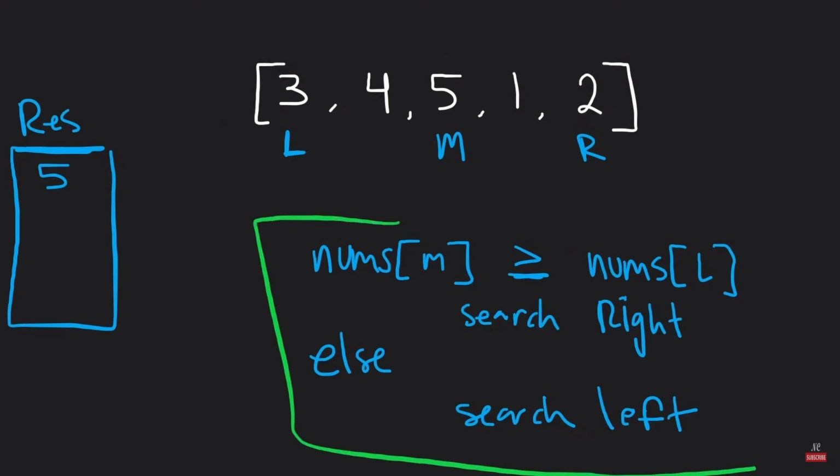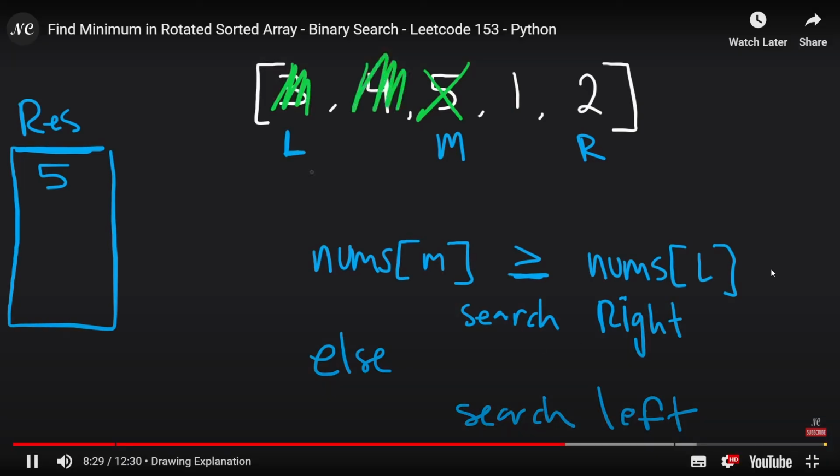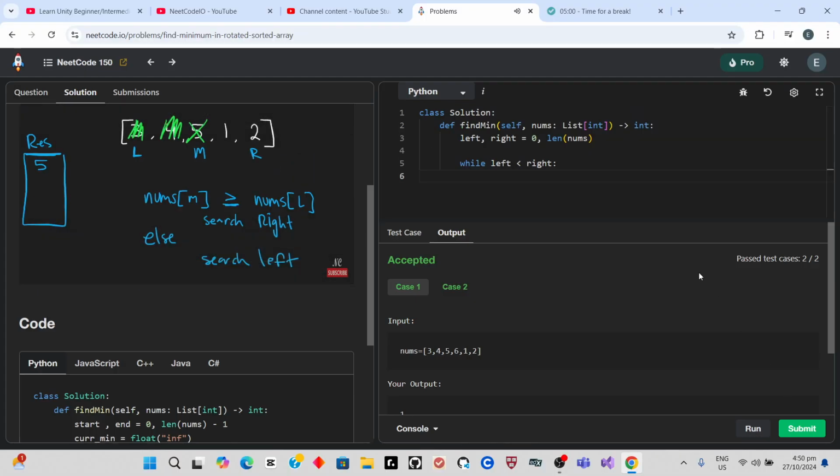These are the conditions that I talked about that we're going to be using. So our middle pointer is here. We checked that this might be the minimum. Now we're never going to look at this again. So now we're going to check, is this value greater than the value all the way to the left? Yes, it is. So we're going to search right. Since we're searching right, that means we're never going to search these values again, so we can cross them out. We're going to take our left pointer and shift it to mid plus 1.